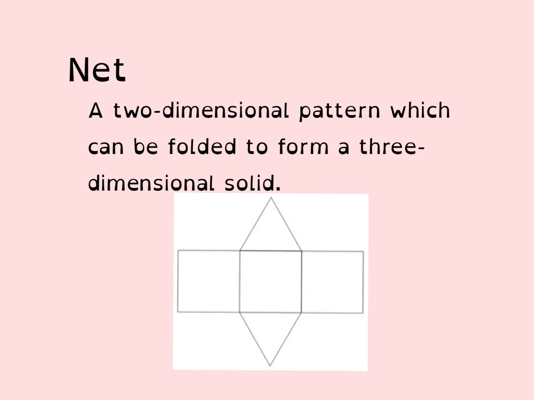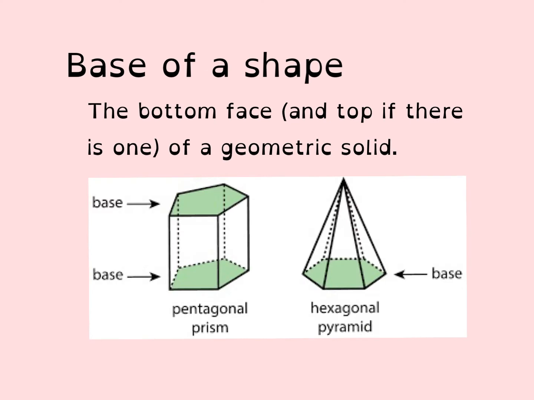Below is a figure of a net. A net is a two-dimensional pattern which can be folded to form a three-dimensional solid. This is going to be very important for our lesson today. The base of a shape is the bottom face and the top face, if there is one, of a geometric solid. Below we can see there is a pentagonal prism and a hexagonal pyramid. These green pieces are the bases of those shapes.